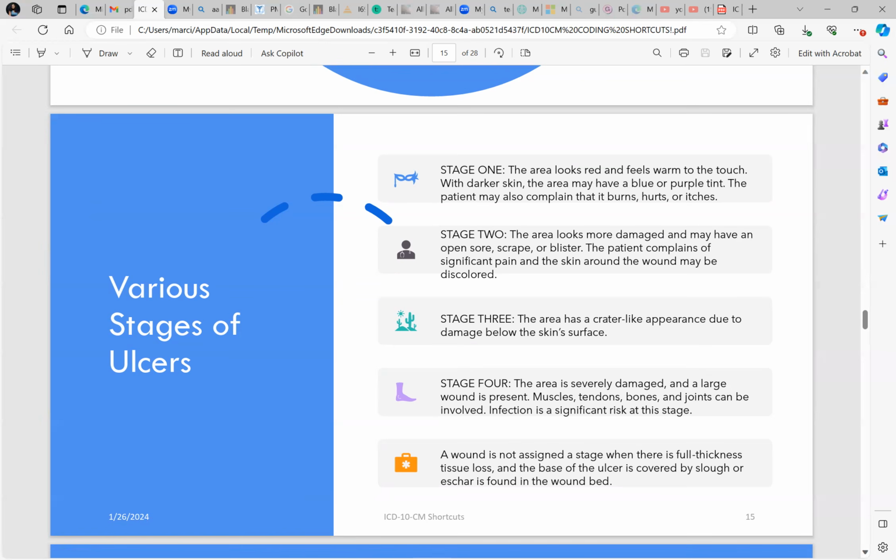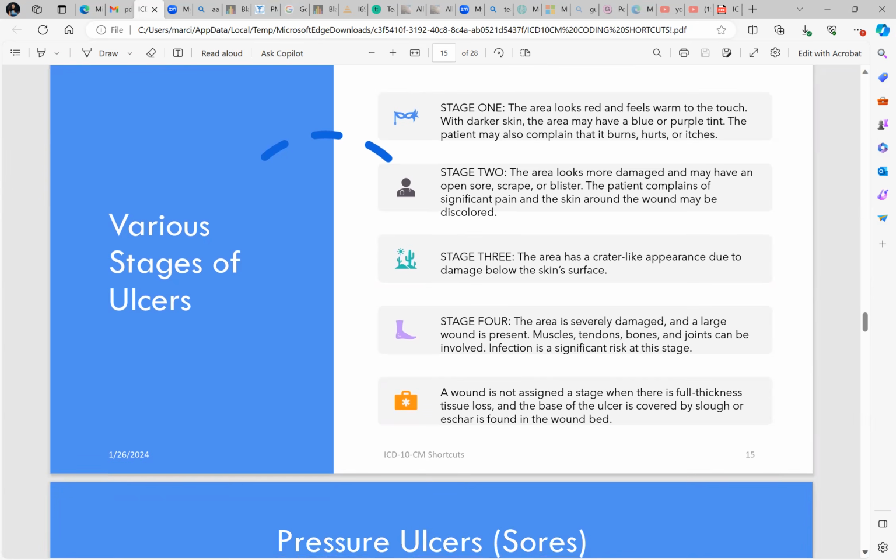Stage 3. See those different stages? Stage 3, the area has a crater-like appearance due to damage below the skin's surface. Stage 4, the area is severely damaged and a large wound is present. Muscles, tendons, bones, and joints can be involved. Infection is significantly at risk at this stage. A wound is not assigned a stage when there's full thickness tissue loss and the base of the ulcer is covered with slough or eschar found in the wound bed.